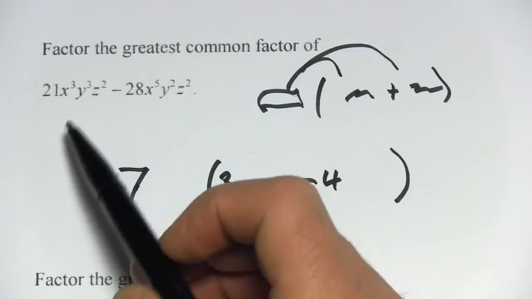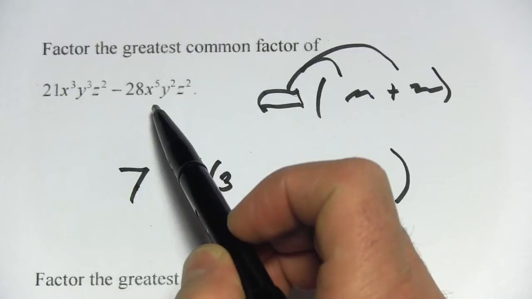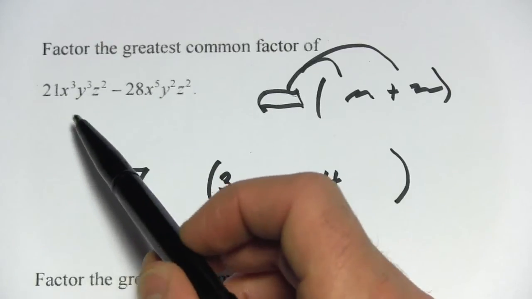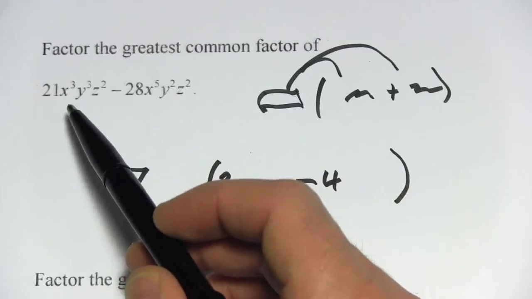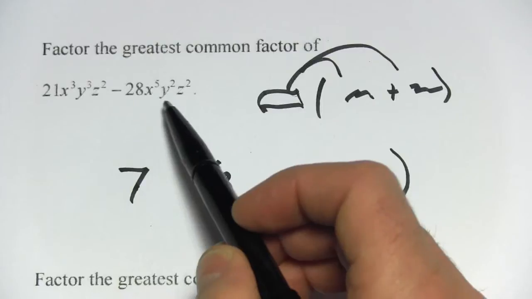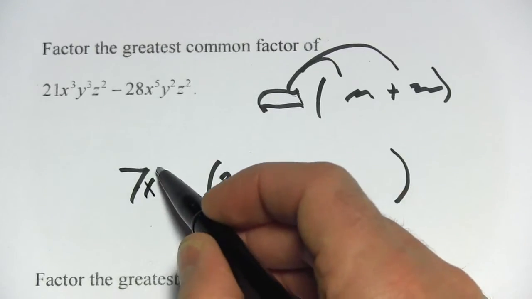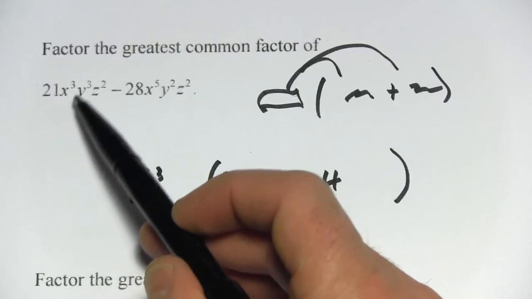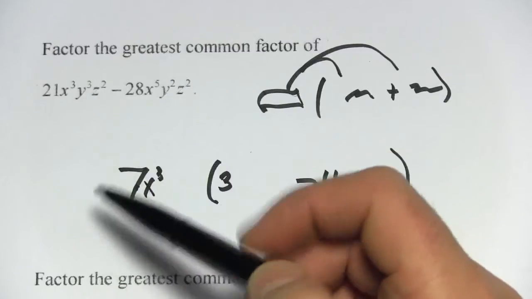All right, we've done the number part. Let's do the x part. Here I have x to the third, and here I have x to the fifth. The greatest common factor between them is 3 x's multiplied by each other, x to the third. I could divide this term by x to the third, and I could divide this term by x to the third. So that's what I'm going to pull out, x to the third. When I divide by x to the third here, it just leaves a 1, and since we're multiplying here, we don't even have to write it.